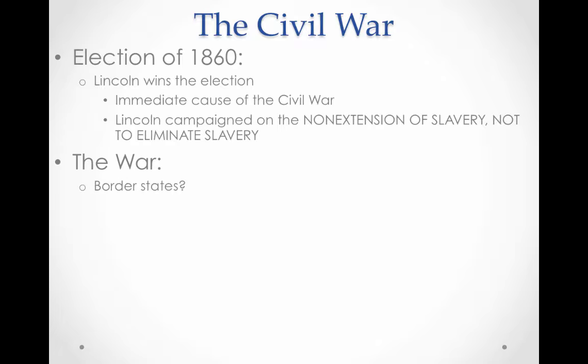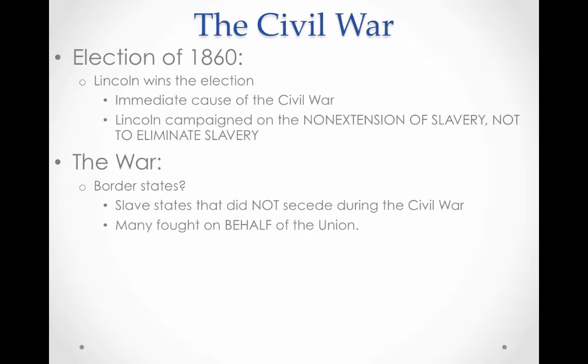So let's jump ahead to the war. We have border states, and these were slave states that did not secede during the war. States like Kentucky and Maryland that owned slaves but fought on behalf of the Union.